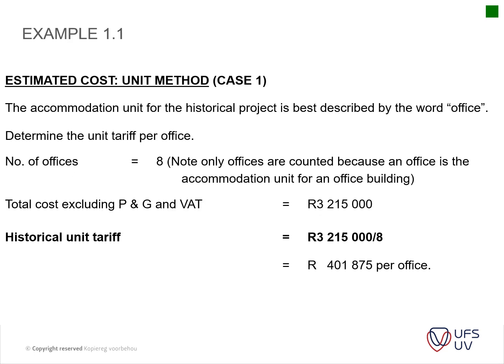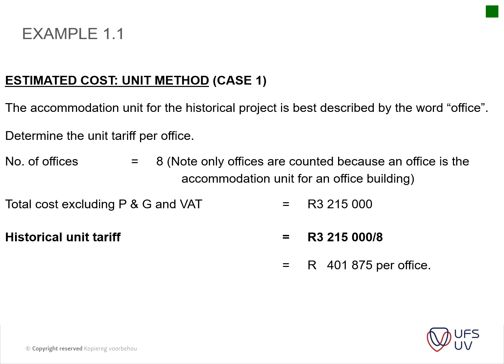So let's look at example one. You've got your historical data, which is given there on page 1.11. Please have a look at that. You're given all of that information. I think the total cost is calculated at 3.9 million. Please have a look at that.